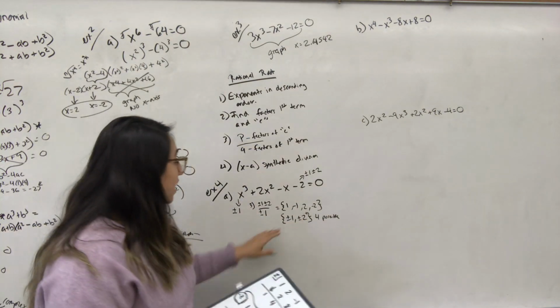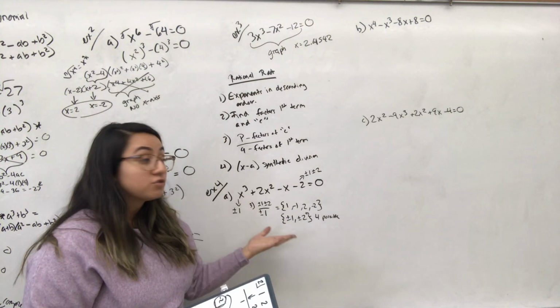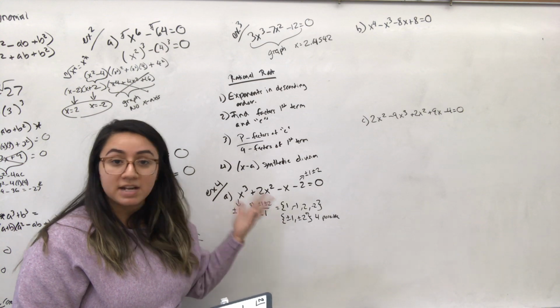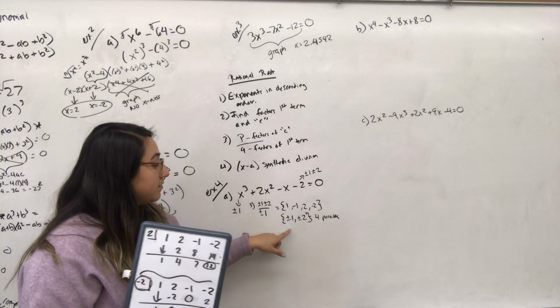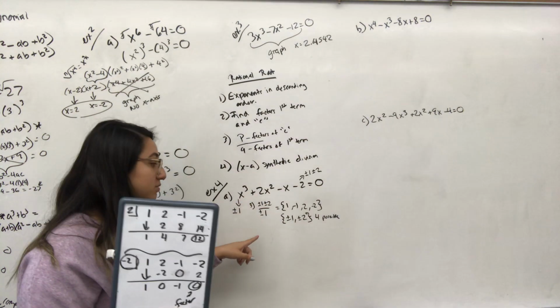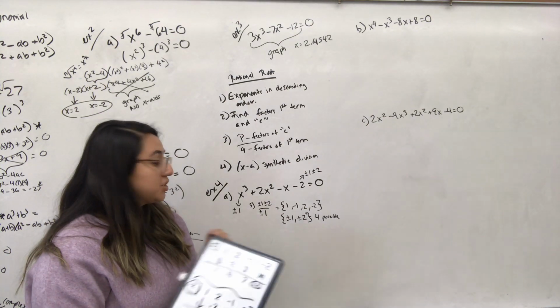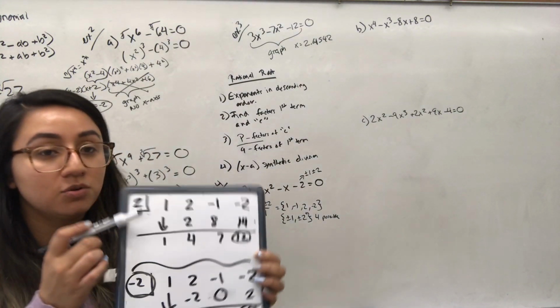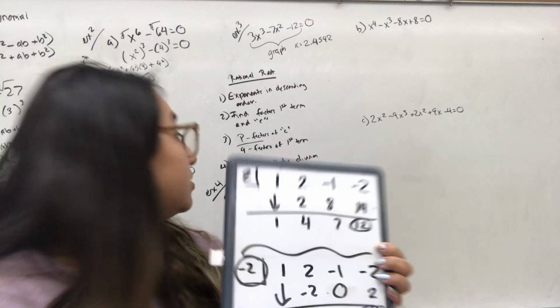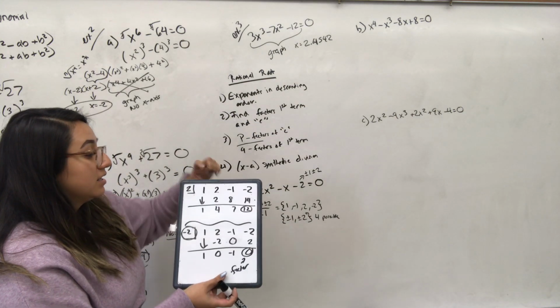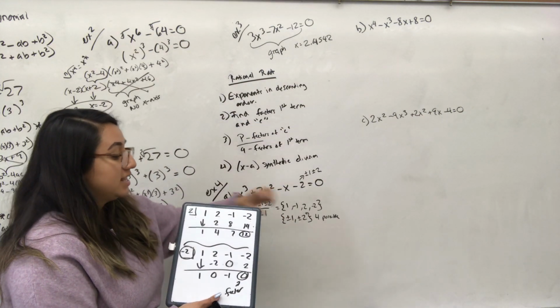So you have 4 possible answers. You're going to try all 4 of them, see which one works, because you never know which one's going to work. Now, for this one, they have in the book, and I'm using this one here. They used 2 and they used negative 2. When I use 2, I have my numbers here. These numbers are my coefficients. So 1, 2, negative 1, and negative 2.